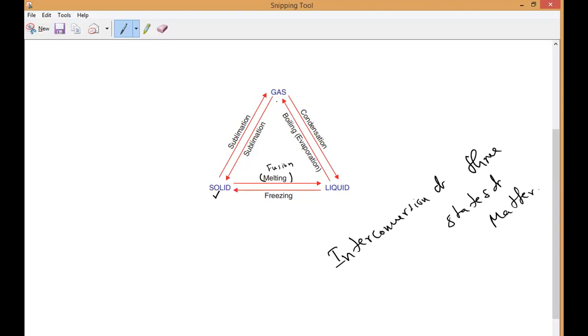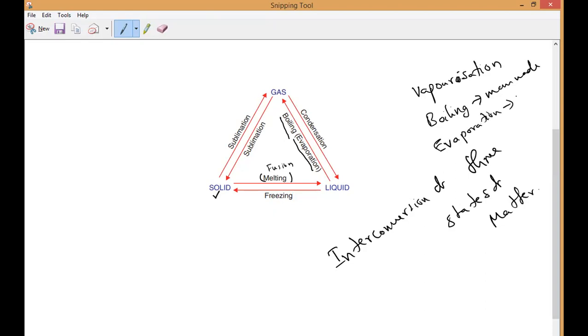So liquid to gas, what is it called? Boiling. Boiling we can also call evaporation, vaporization. Remember, please remember, boiling is a man-made process. Evaporation is the natural process. Evaporation is a what, guys? Natural. So that is what you have to remember.